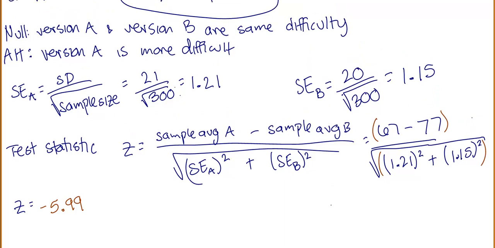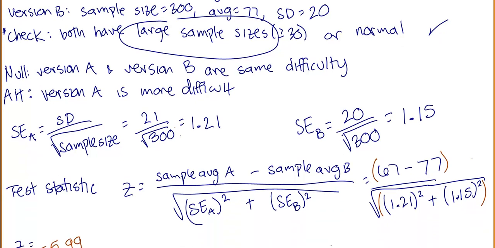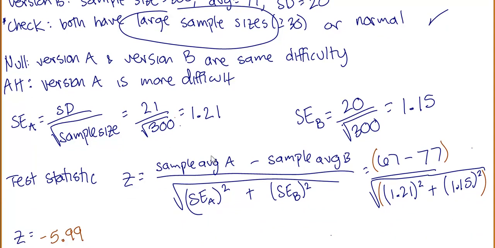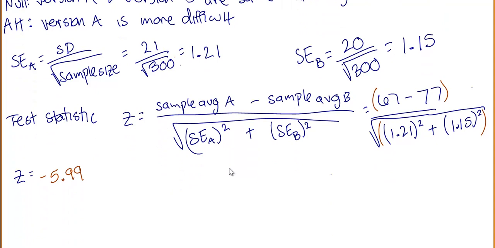Now you might have noticed that when I wrote down my information, I chose to write version A first, mostly because that was the order it came in the problem statement. And because I wrote version A first, I found the standard error for A first, I wrote the sample average for A first, everything I did with A first.